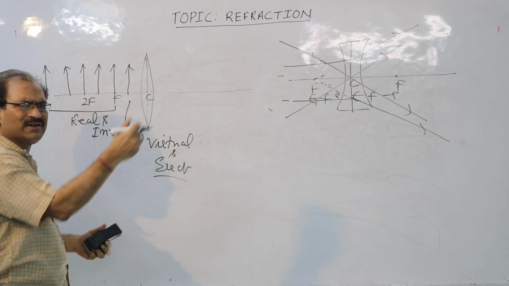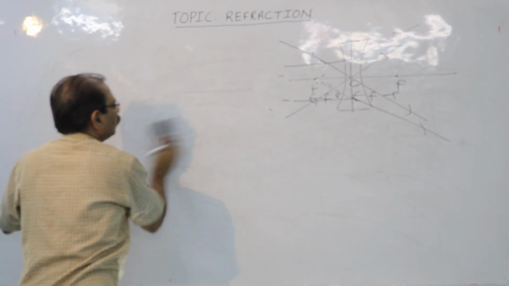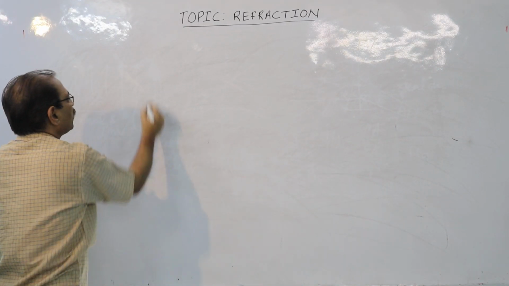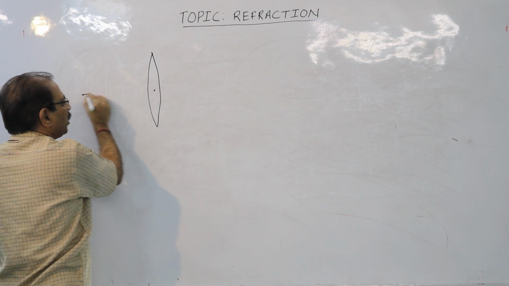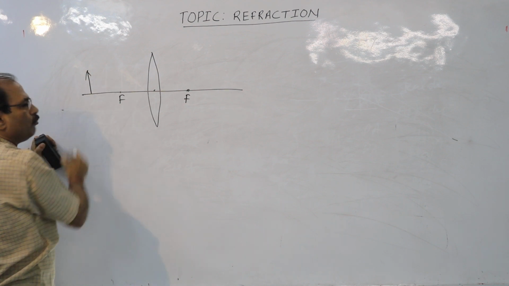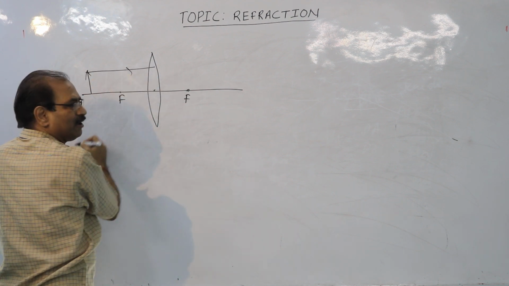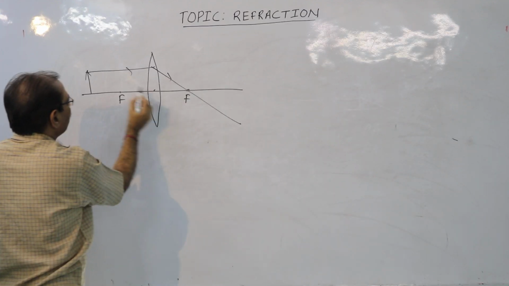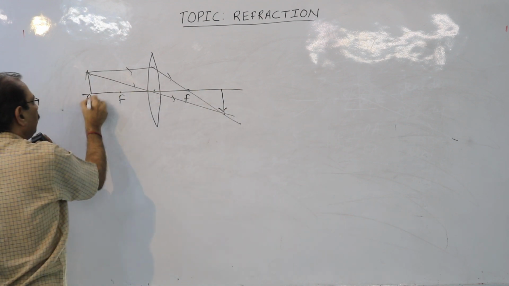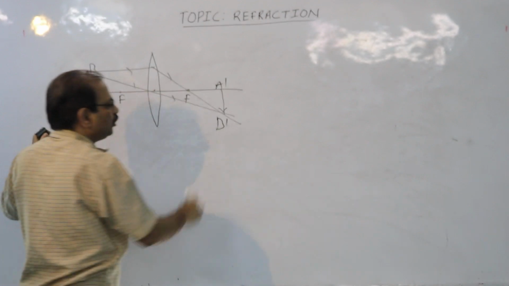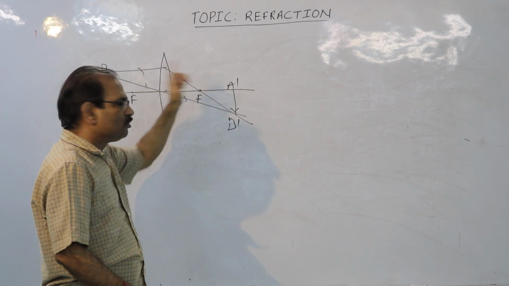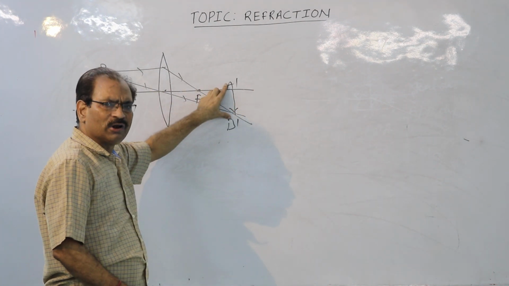I will take an example and make one real image and one virtual image with the help of a convex lens. Case number 1: say I take a ray. This is F, this is F. I am placing the object here. A ray will go parallel to the principal axis and pass through the focus. Another one I am taking through the optical center. They will cut here. The image is formed at this point. AB is the object, A dash B dash is the image. You know very well, I need not tell you: the image is real, inverted, on the other side, and smaller in size.